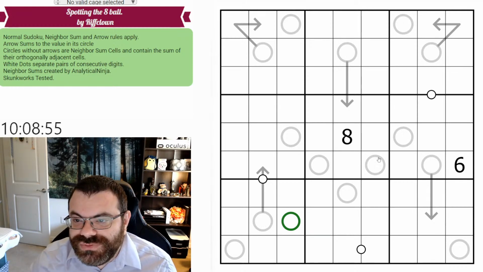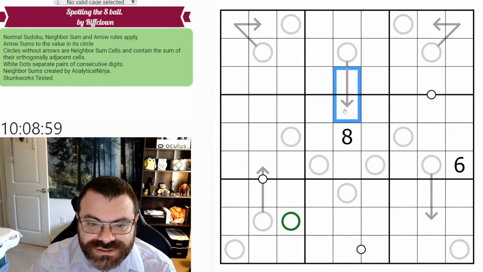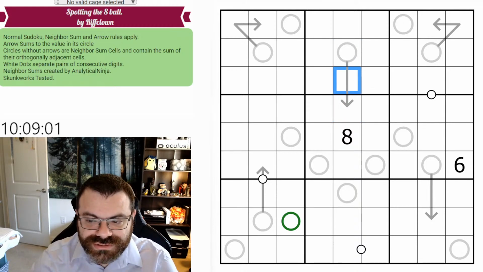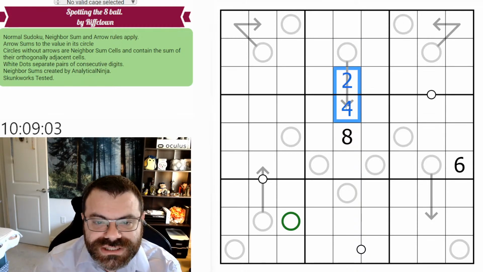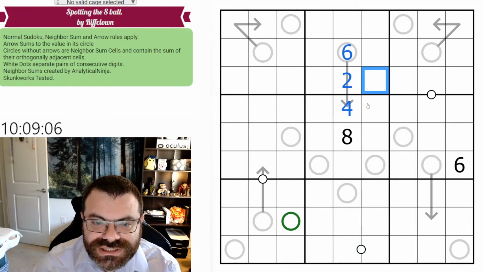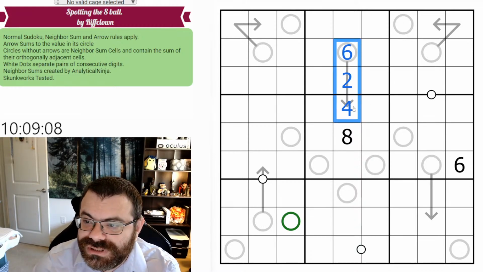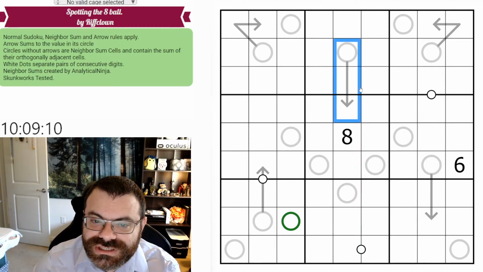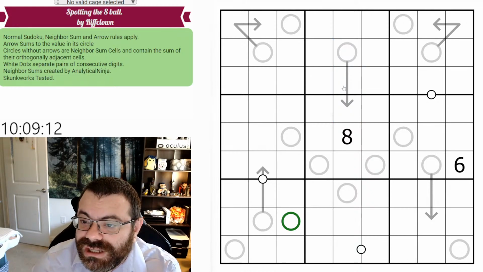All right. So we have normal Sudoku rules, standard arrows. Digits on an arrow sum to the value in the circle. So if I put a 2 and a 4 here, that sums to 6, so I fill 6 in the circle. That's how arrows work. Pretty straightforward. Not an easy constraint, but an easy constraint to understand at least.